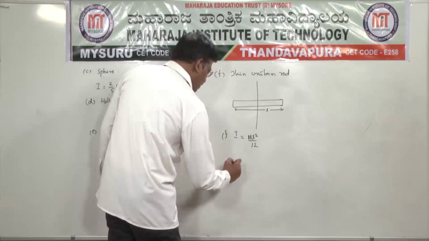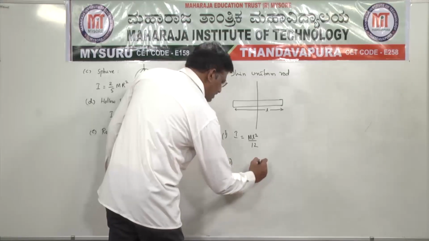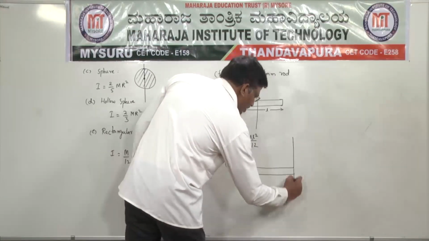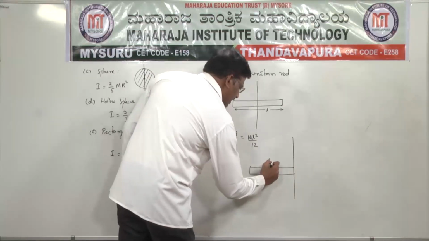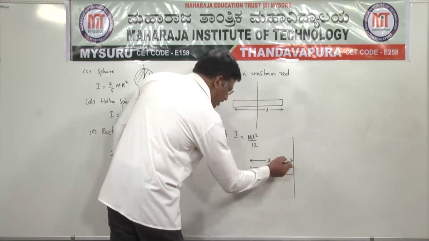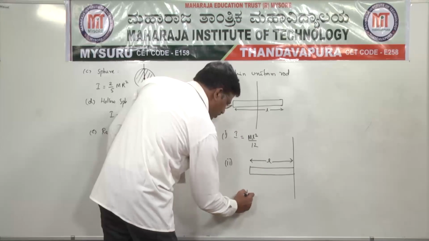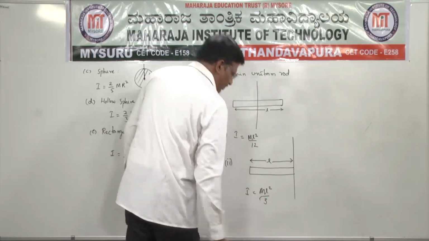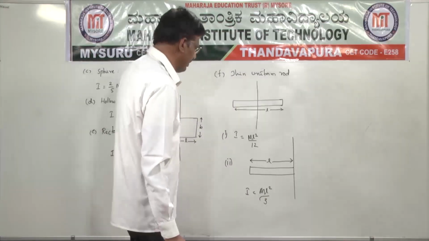If the axis is passing through one end, then the moment of inertia of a thin uniform rod is I equal to ML²/3.